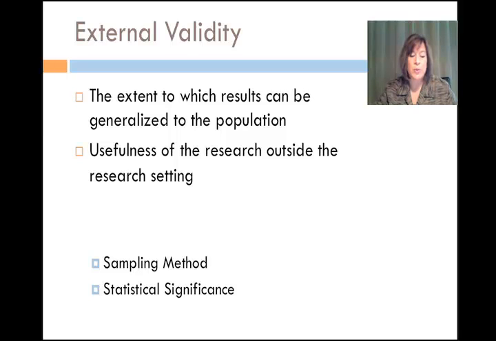One way to improve external validity is through the sampling method, through having a robust sampling method. And when we talk about statistical significance, we're talking about generalizability from the sample to the population. We'll be talking more about significance in Module 10. Let's go back to measurement.